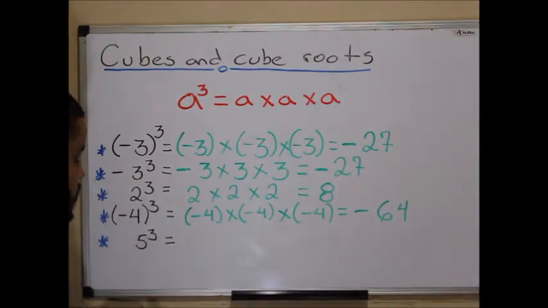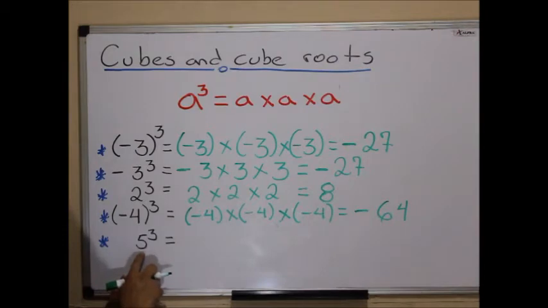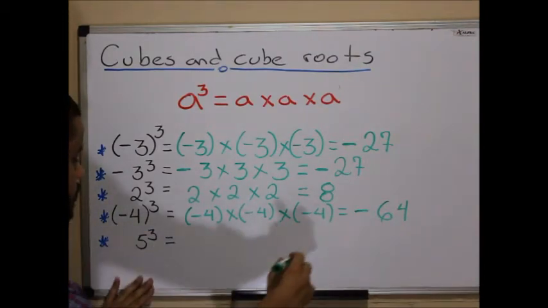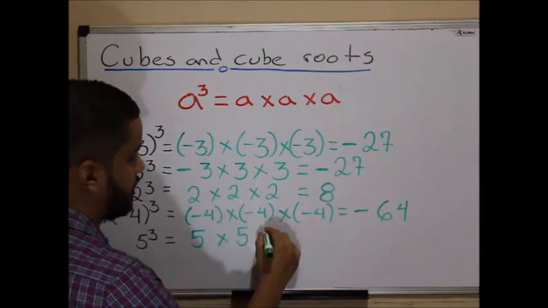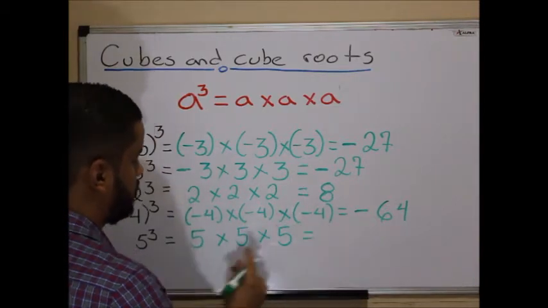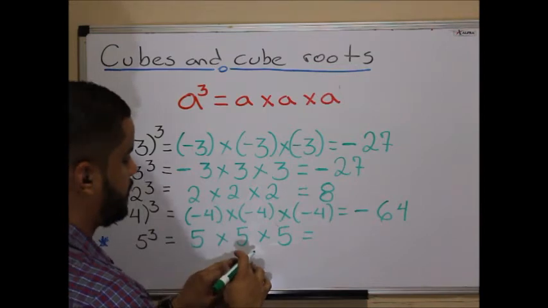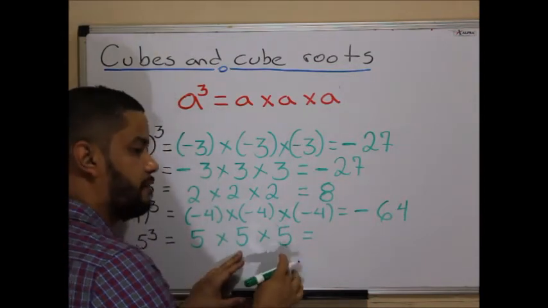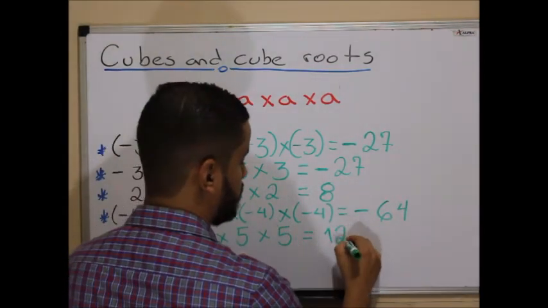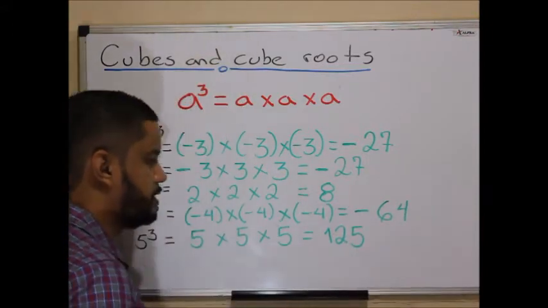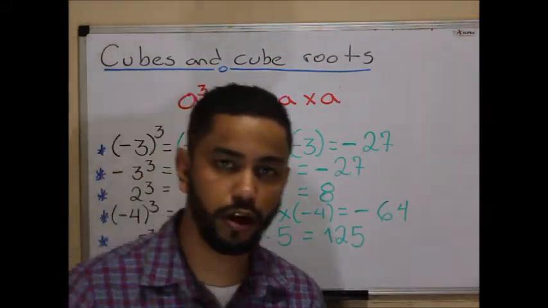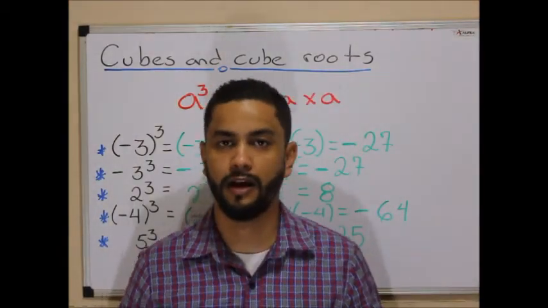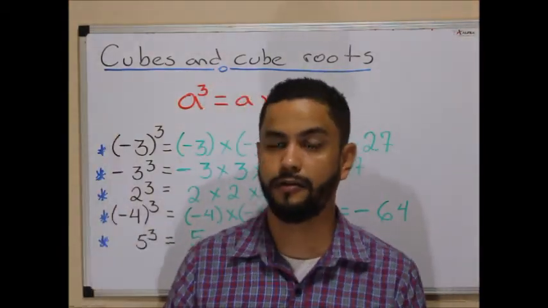And the last one, we have 5 to the cube. So this will be 5 times 5 times 5. So 5 times 5 is 25. 25 times 5 will be 125. So that is how we solve cubes.